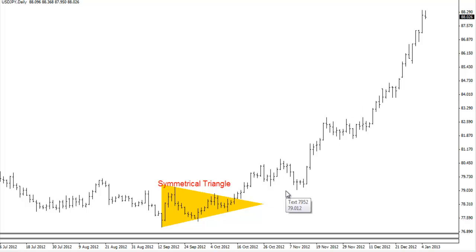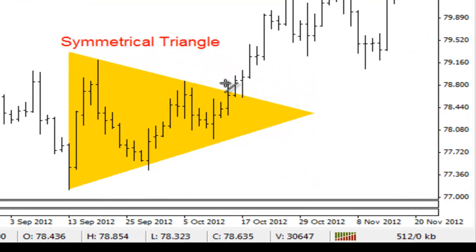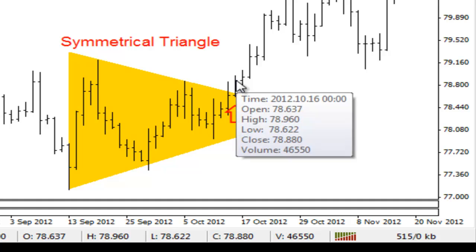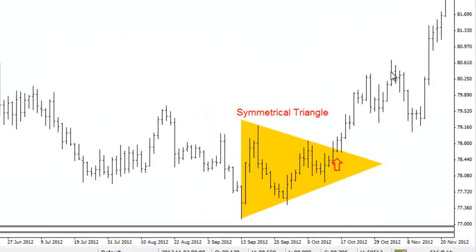If we're looking at the actual entry criteria here, it's more than likely that the entry to this trade would have been the close of this bar here. Let's just highlight that with an arrow. It would be this bar here that would give you the actual entry, because that's the close that's outside of the triangle. And we can see after that price moves in our direction.